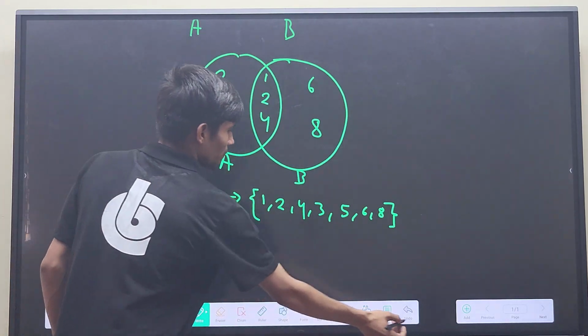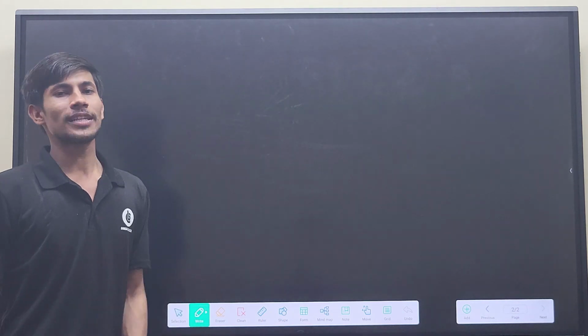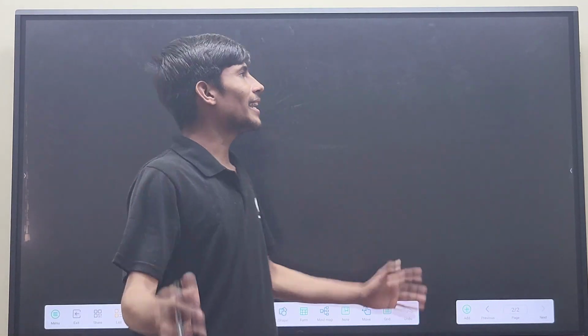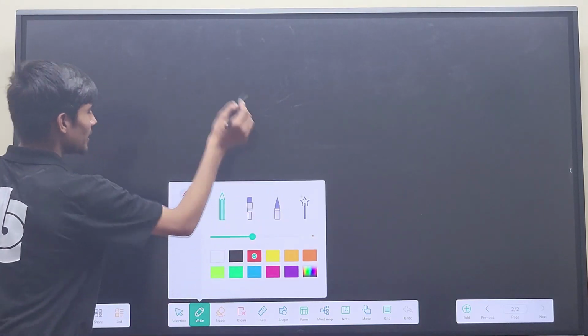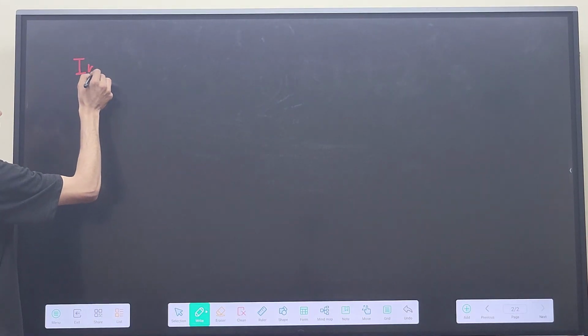Okay, now the second operation is what? The second operation is intersection of two sets. Let's make the heading intersection of two sets.